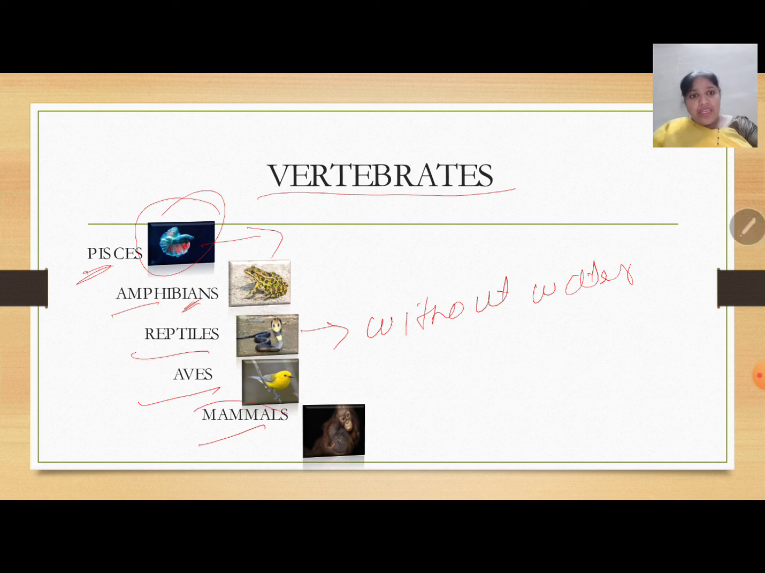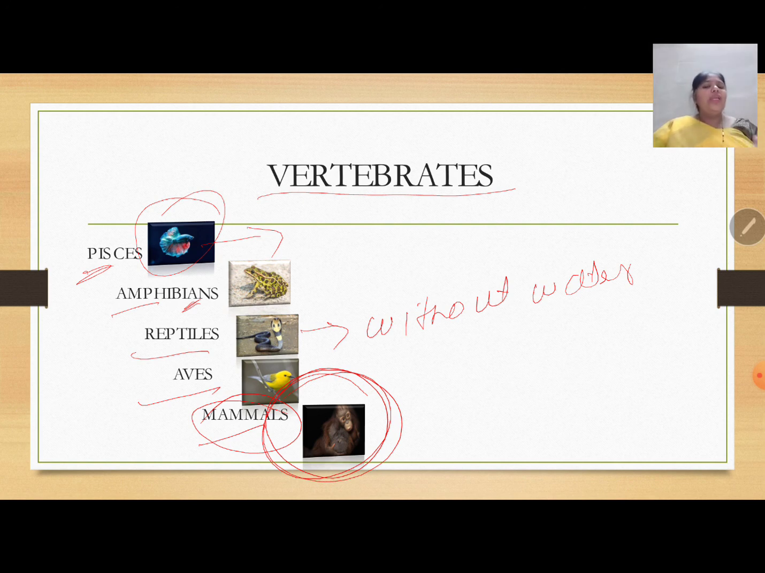Then finally comes the mammals in this evolution of the animal kingdom, the most advanced species, where the whole system, the digestive system, the circulatory system, the respiratory system, the endocrine system, the immune system, all the systems are developed to form what is called mammals.